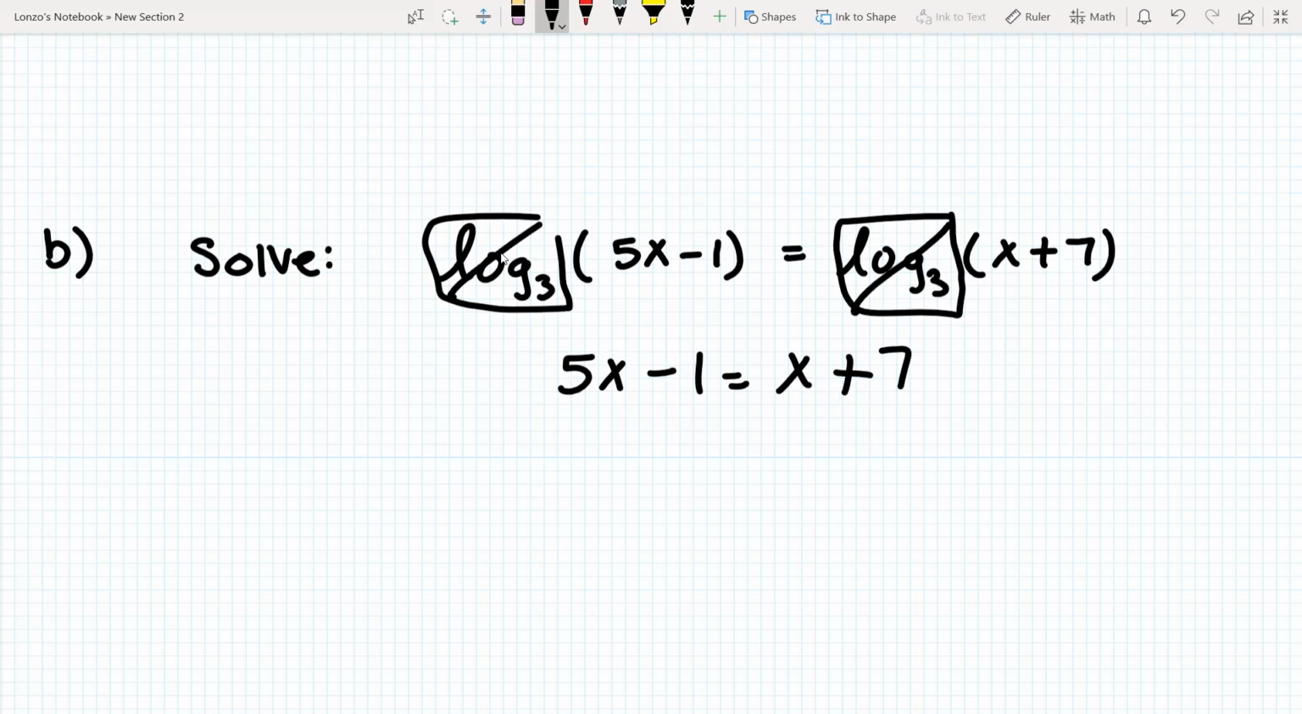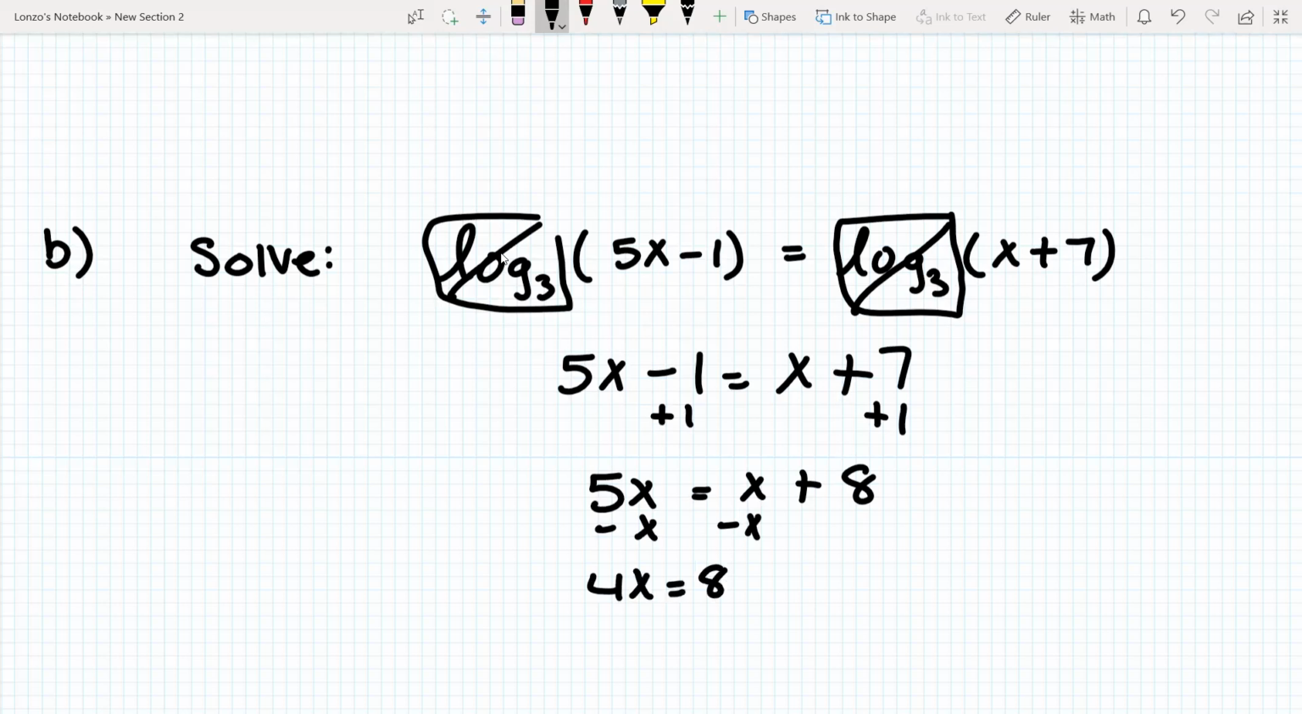So now we just have to solve for x. So I'm going to add 1. You get 5x equals x plus 8. And then what you're going to do is subtract x. Subtract x, you get 5x minus 1x is 4x equals 8. Divide this by 4. You get x equals 2.